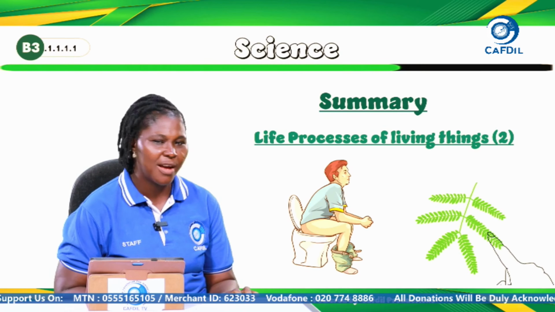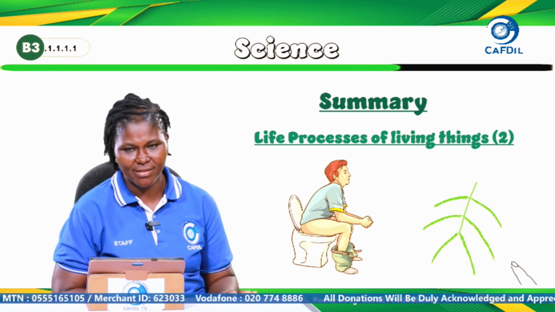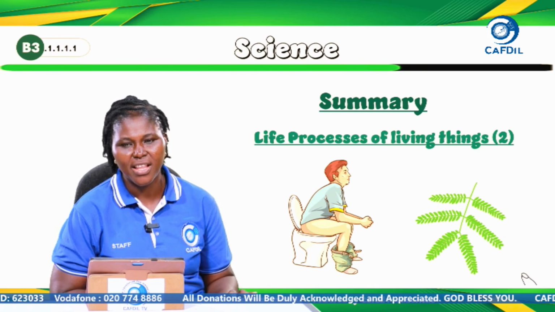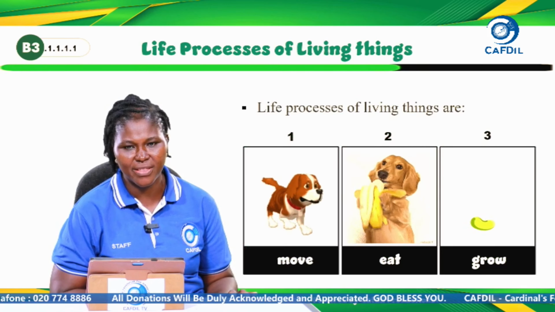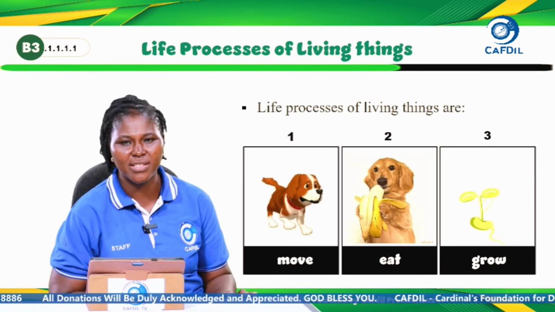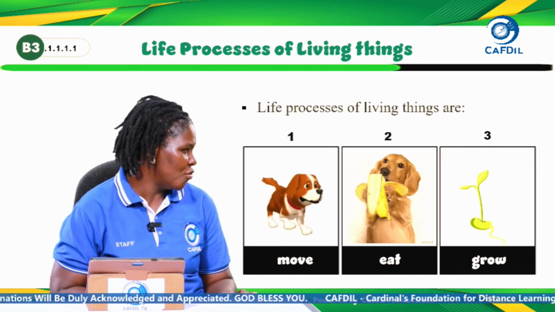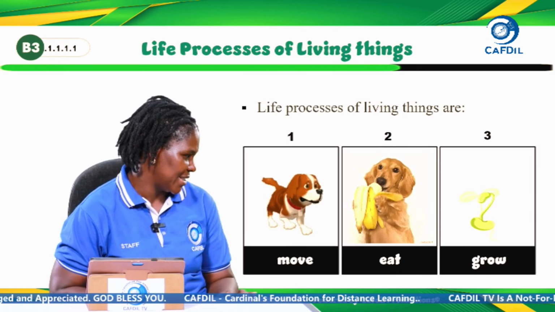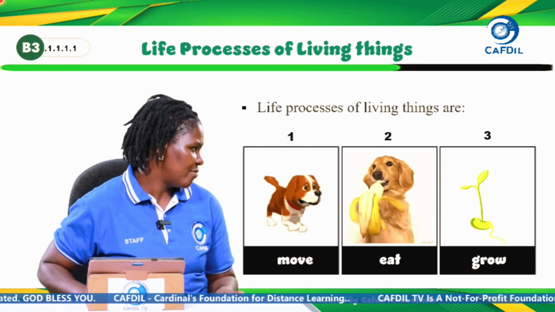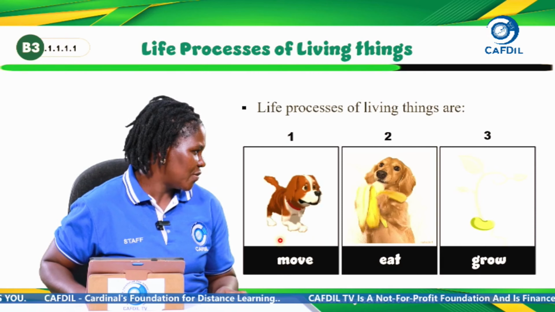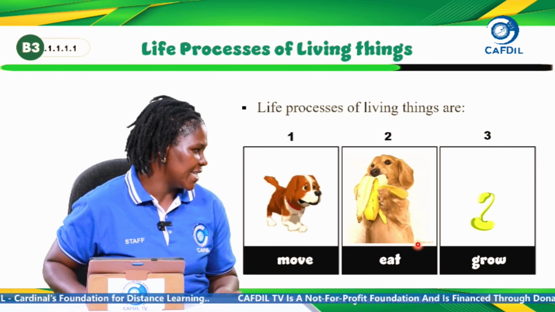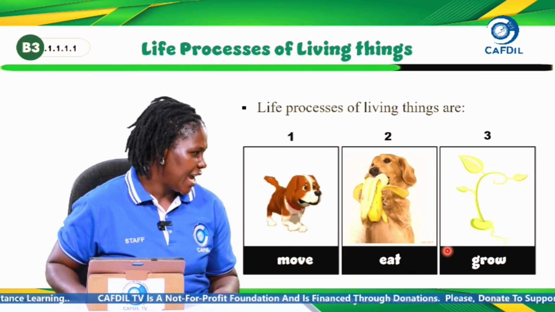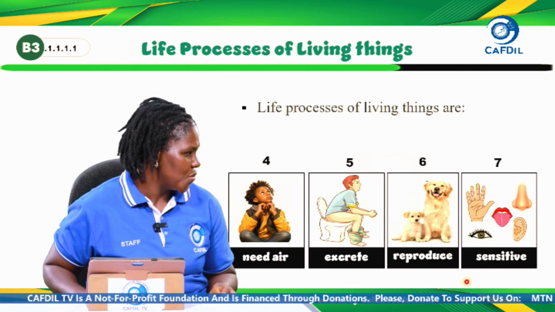Good. Now we have come to the summary of our lesson, lesson 2, life processes of living things. The life processes of living things are to move. In our first lesson, we talked about movement. So the first one was move, and the second one, eat. Living things move, living things eat. And then they grow.